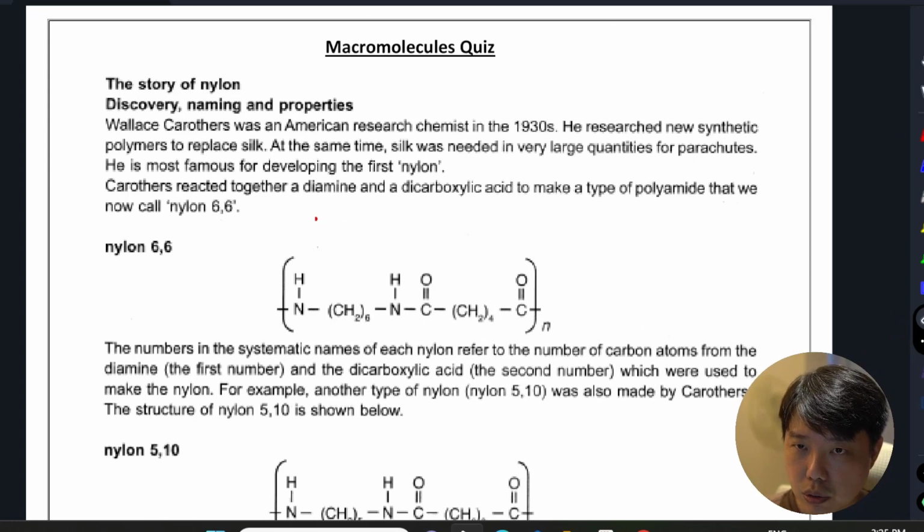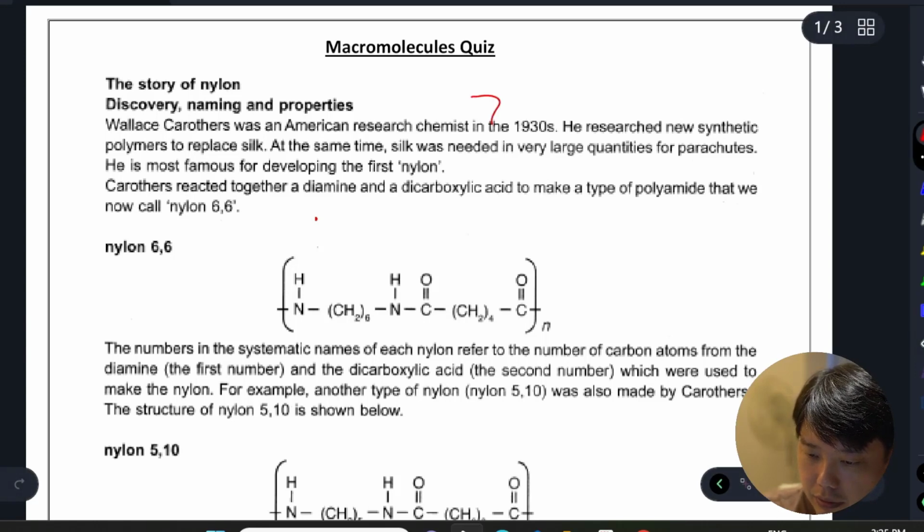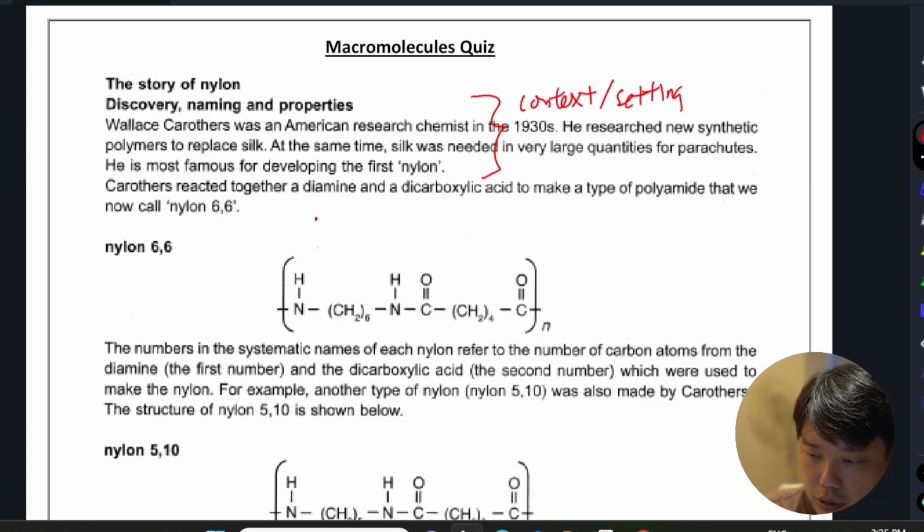Hey everybody, so today we're going to go through our macromolecule quiz. This is on the story of nylon. So the first part here is the context, or rather the setting of the question. Usually for such data-based questions, the first part is basically just telling you the setting, the background of the story. So nothing much to it, you can read through.